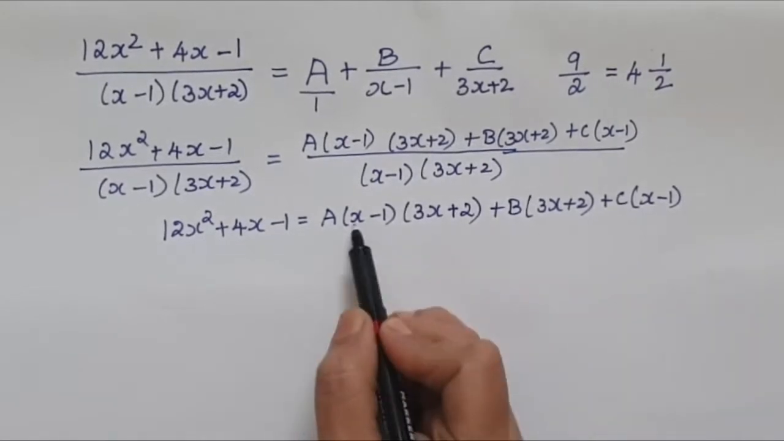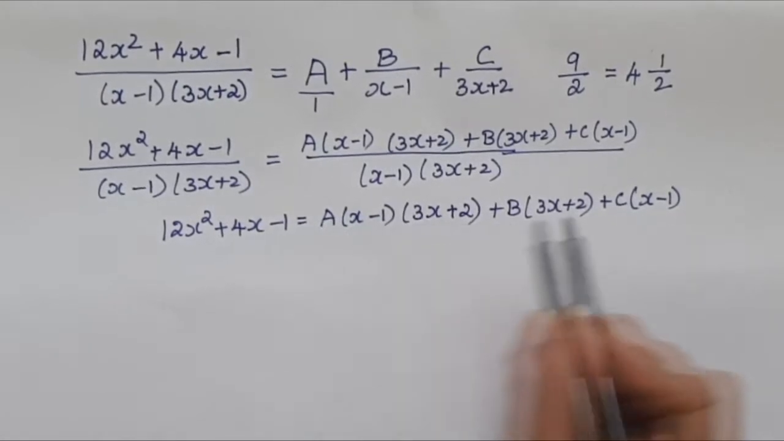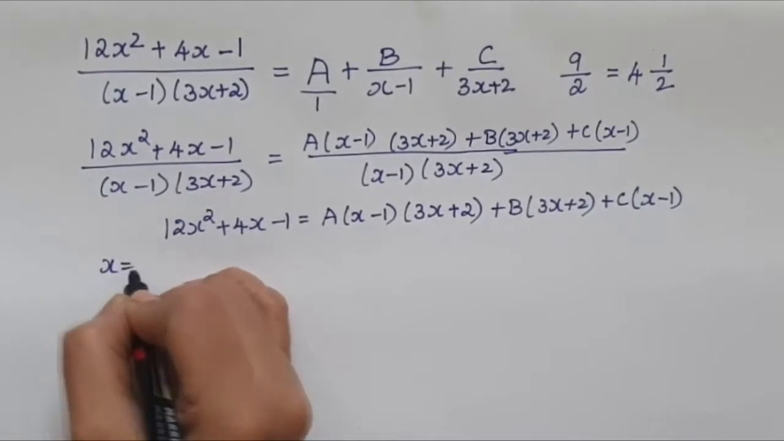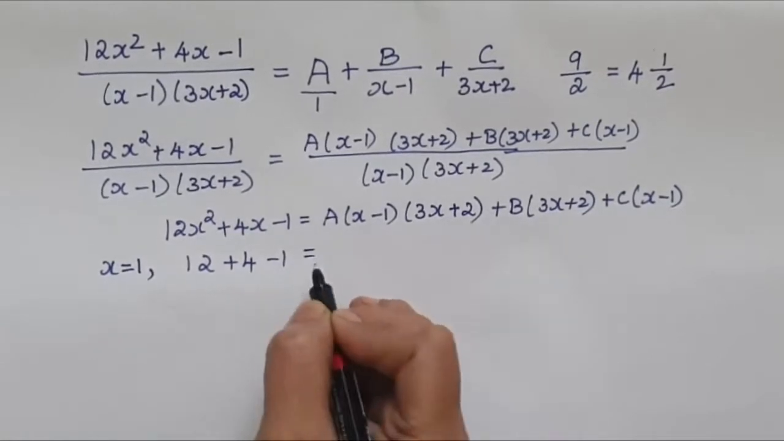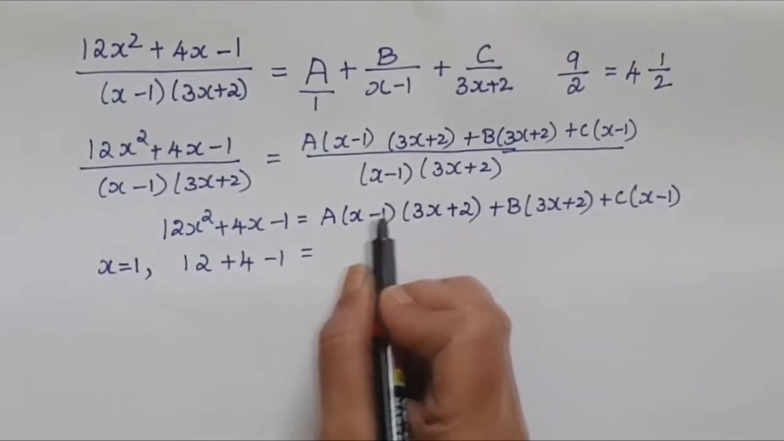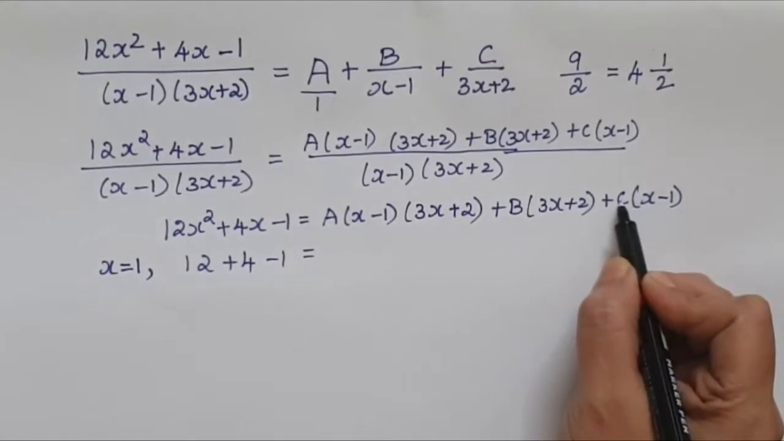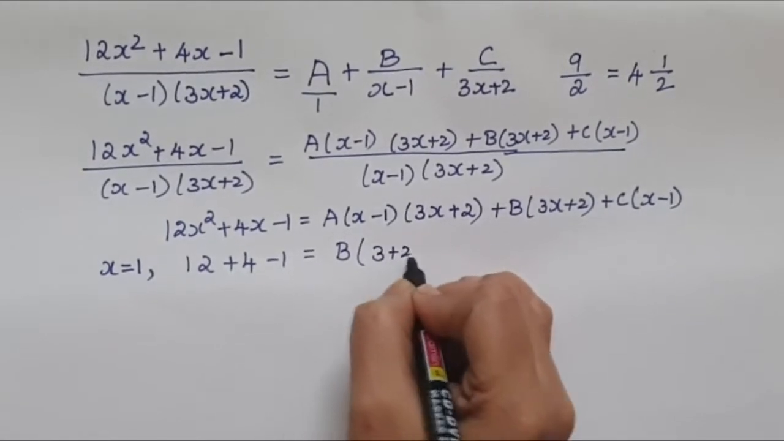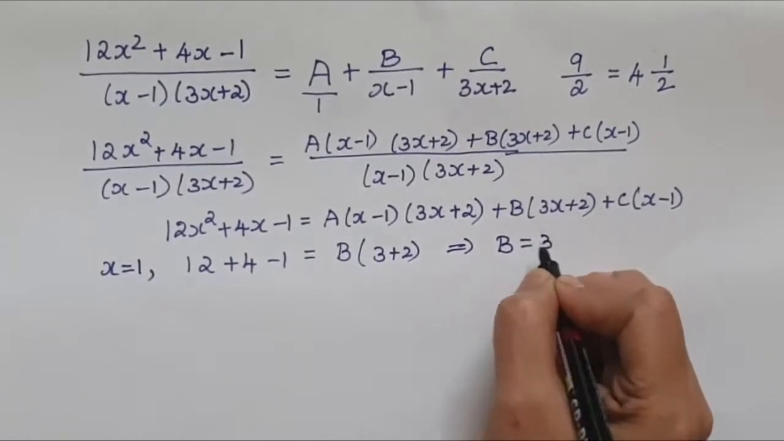For that, in case we substitute x equal to 1, then this full term becomes 0. This also becomes 0. We will be left with only b. So when we substitute, we get 12 plus 4 minus 1 equals, 1 minus 1 is 0, so 0 multiplied by 3x plus 2 is 0, then a multiplied by that will also be 0. The same way, 1 minus 1 is 0, c multiplied with it will also be 0. So we are left with b times 3 plus 2. When we simplify this, we get a value for b as 3.